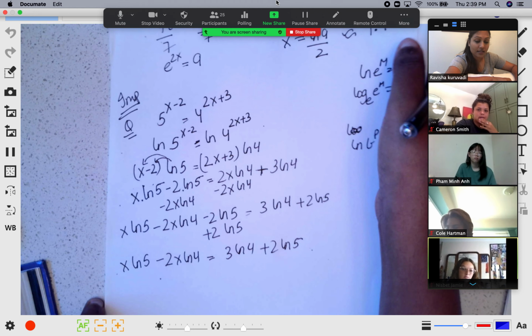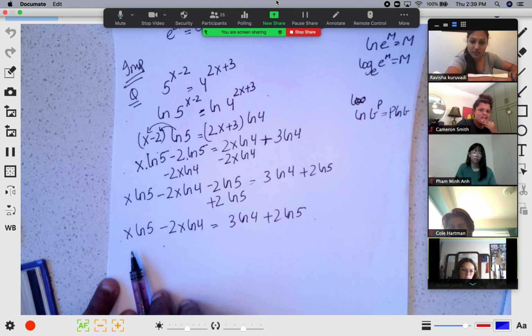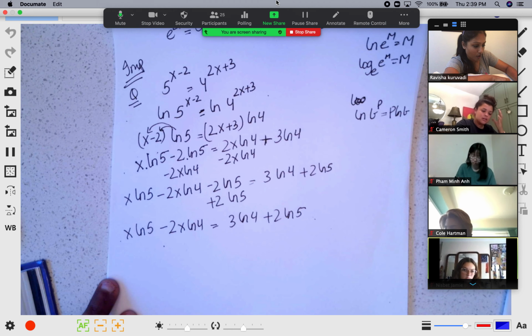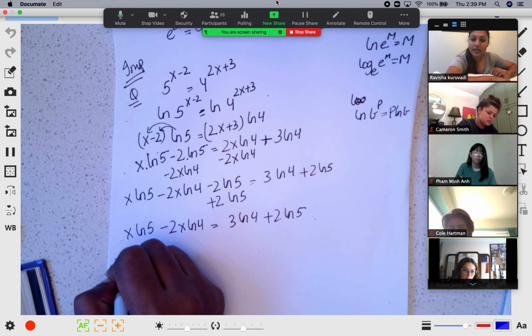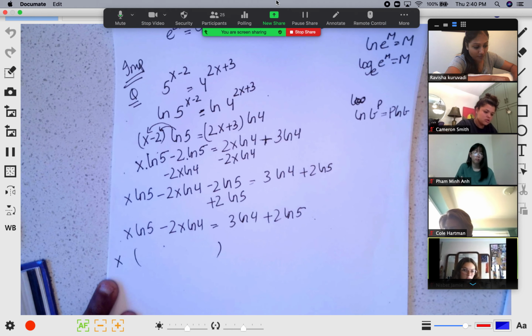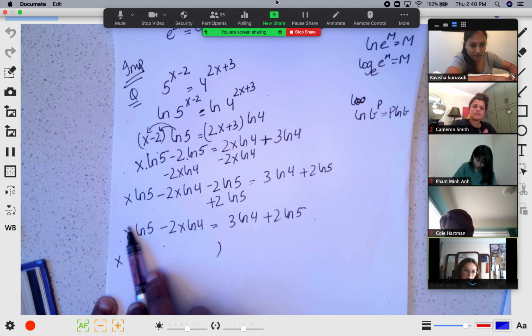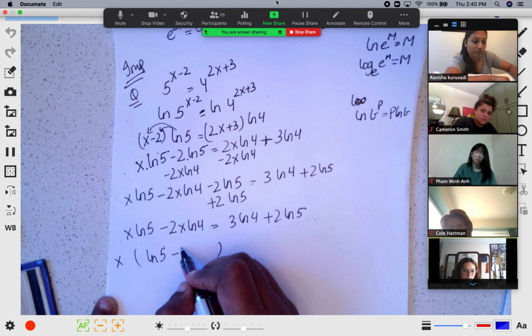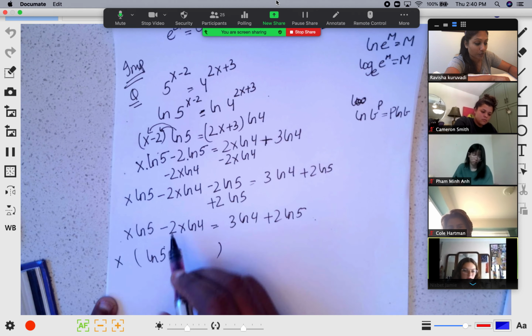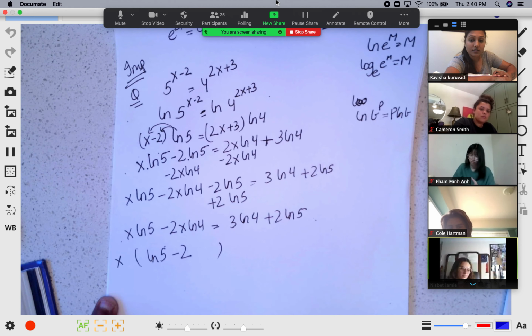Once you did that, these both have x. I want to take x out as common. I took x out from this. What am I left with? It's just ln 5. You took out x, and you're left with just negative 2 ln 4. Oh, okay. Is equal to 3 ln 4 plus 2 ln 5.